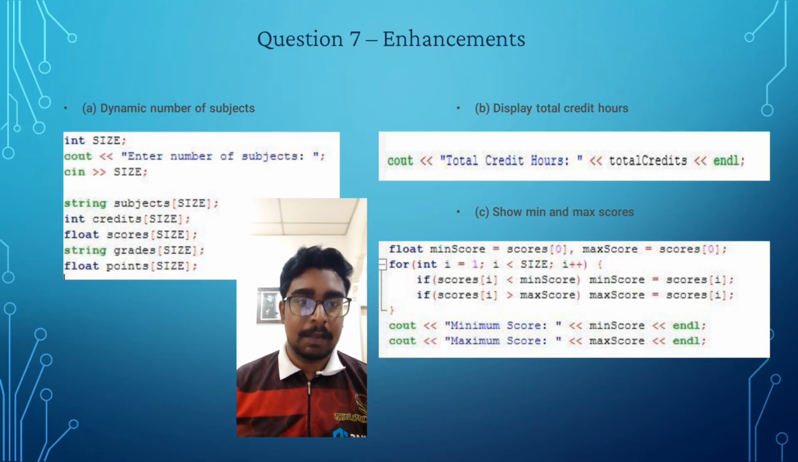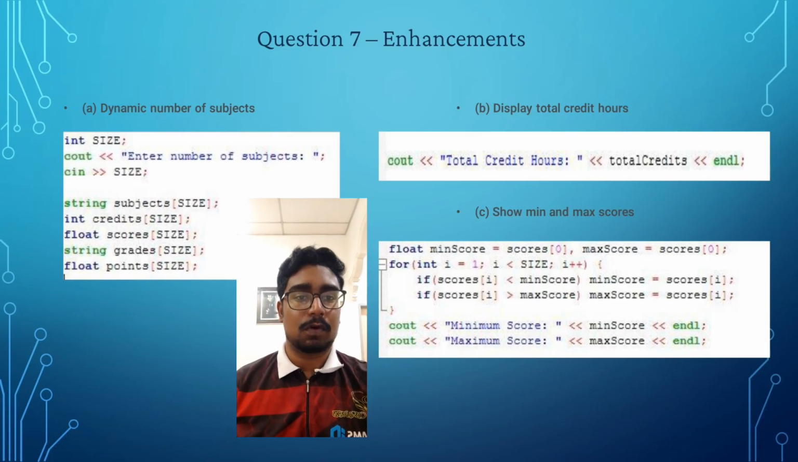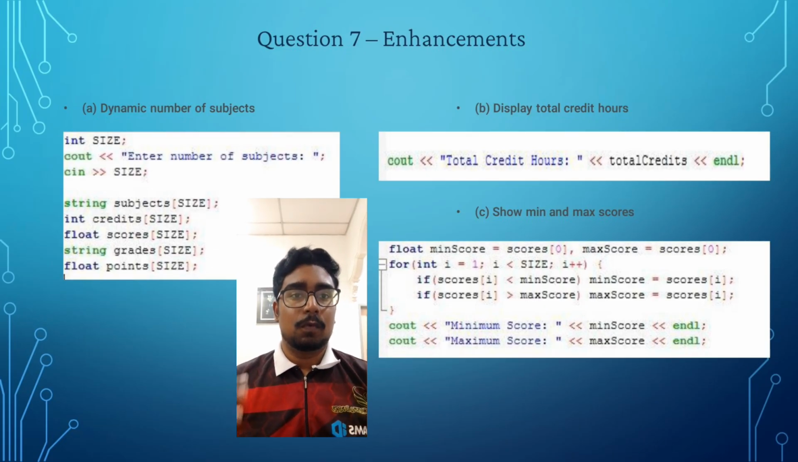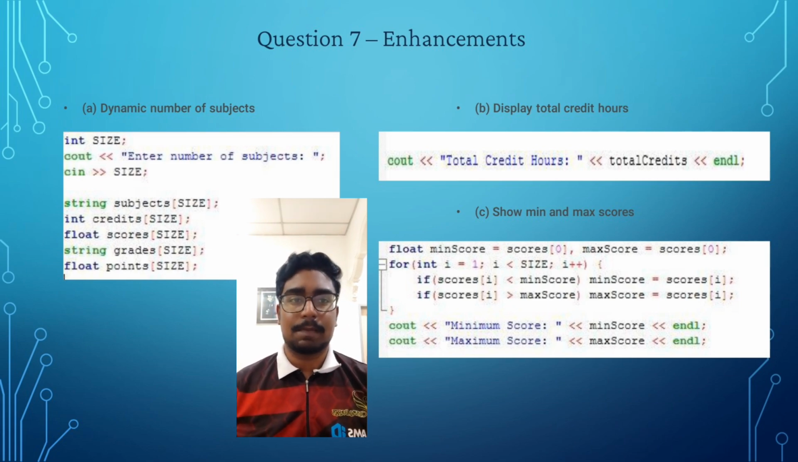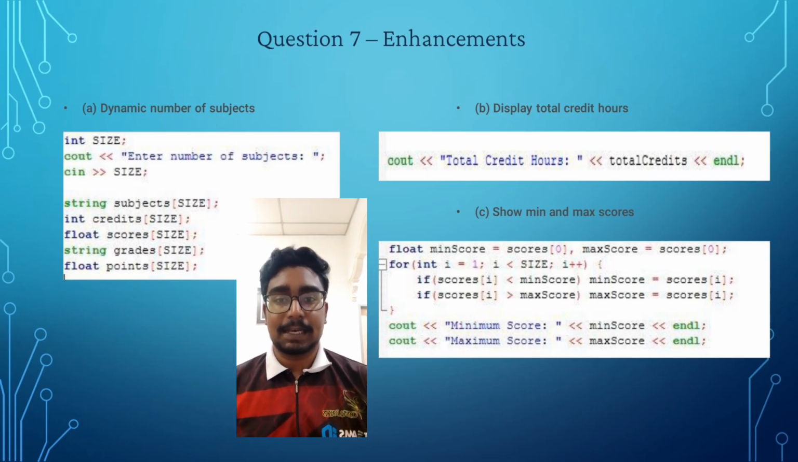As for question 7b, we are asked to modify it to display total credit hours in the summary. And question C is to add the minimum and maximum score achieved. We enhance the program to accept a dynamic number of subjects, display total credit hours, and show the minimum and maximum scores achieved. Here you can see all the code that we have changed in the main source to cater to all of the needed modifications.